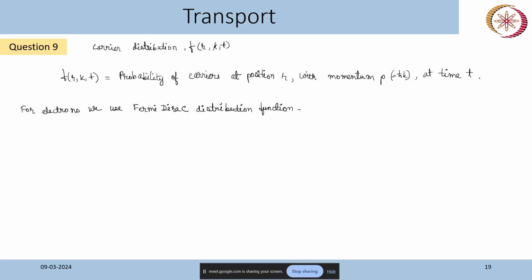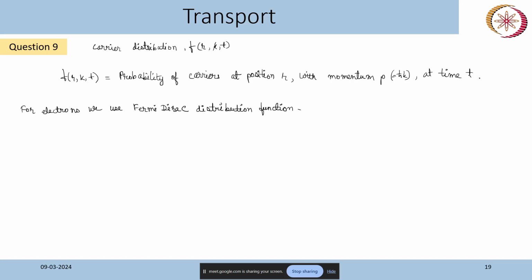So what are the parameters we can determine using f? Basically the carrier density, that is n, and we can also calculate current J using the Fermi-Dirac distribution function, and then energy. How we can calculate these parameters was discussed. You can refer to the lecture notes.